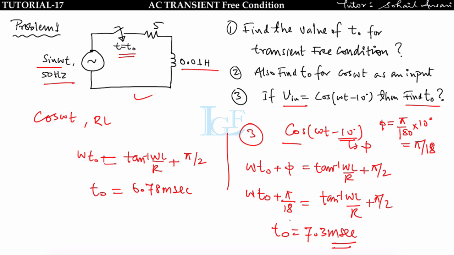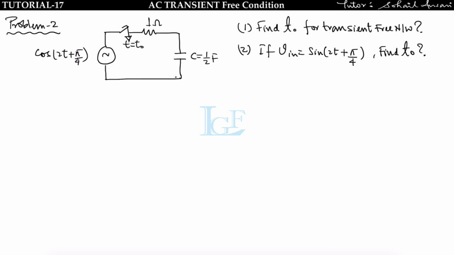So in this way we can make any type of AC circuit transient free by switching at a different time depending upon the value of inductance and resistance and the initial phase in the input excitation. Let us solve one more problem of RC circuit. Now the RC circuit is given and we have to find T naught for transient free network.